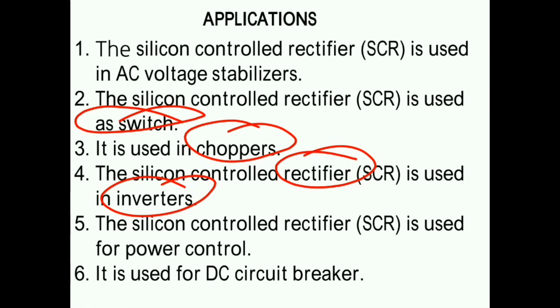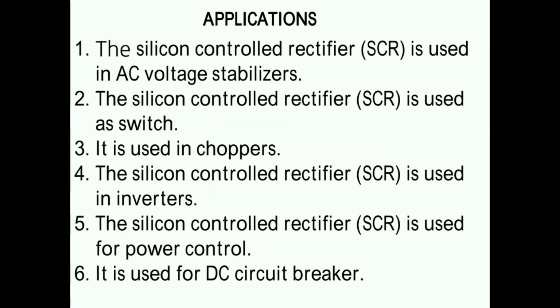The silicon controlled rectifier is also used in power control. If you want to control power, then SCR is required. The last application is the DC circuit breaker. A circuit breaker is a type of on-off switch or protection device for AC or DC voltage protection. One switch is there and it is made up of the SCR. So SCR is used for the DC circuit breaker, and these are all applications of the SCR, and without SCR power electronics is not possible.